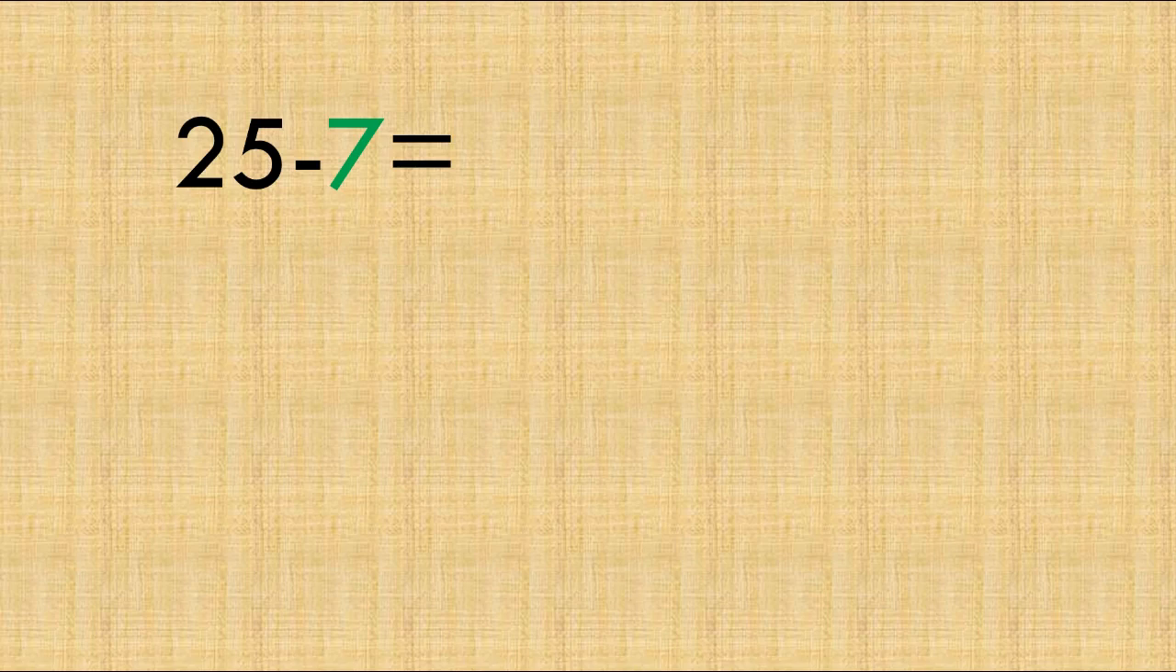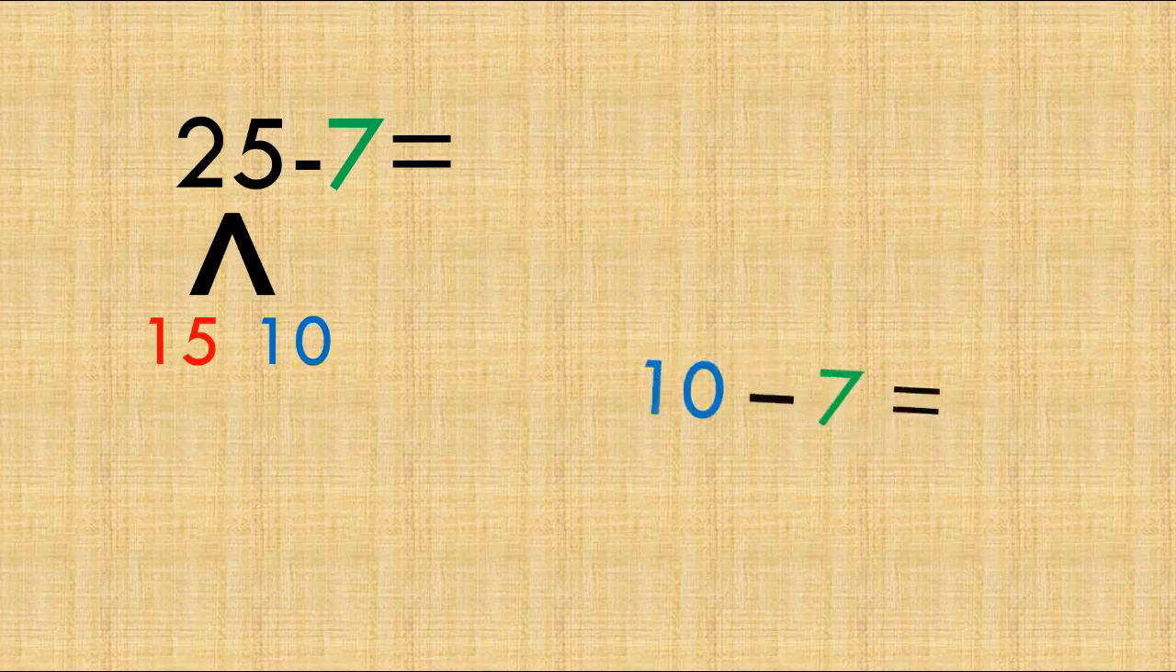Push pause and then push play when you're done. All right, so you should have your answer now. And you should have gotten 10 and 15 when you broke up this 25. And your first number sentence was 10 minus 7. What did you write down for 10 minus 7? Did you write down 3?